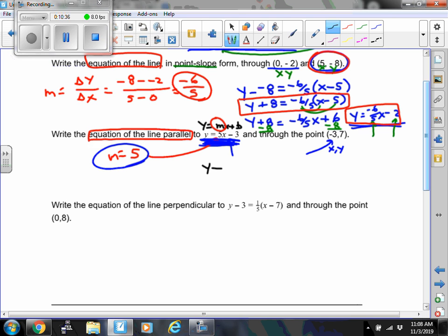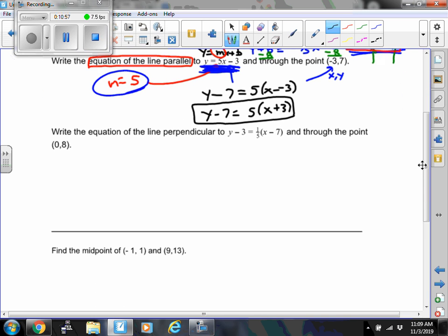So y subtract 7 equals m, which is 5, then x subtract the x I'm given, which is negative 3. The only thing I would want to do to make this look a little better is make that double negative a plus 3. And I'm going to leave it alone because I don't want to make any mistakes. They didn't tell me to put it in the other form, so I'm just going to leave it in point-slope form.